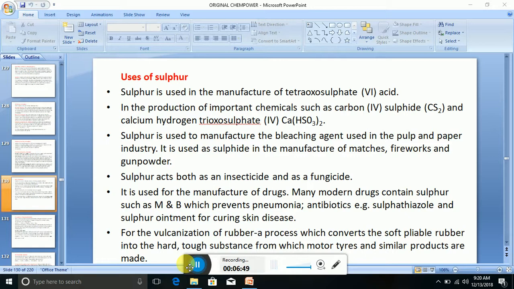Sulfur acts both as an insecticide and as a fungicide. It is used for the manufacture of drugs. Many modern drugs contain sulfur, such as M&B, which prevents pneumonia, antibiotics, e.g. sulfathiazole, and sulfur ointment for curing skin diseases.